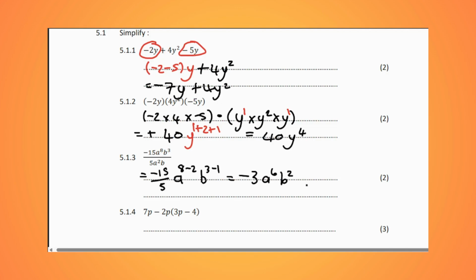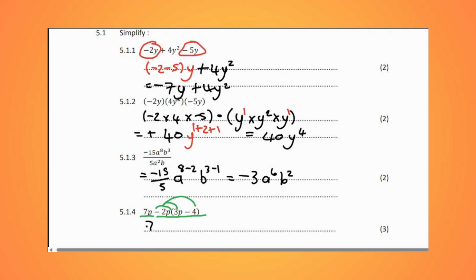In question 5.1.4, here we see we currently have 2 terms. We have the 7p and we have the minus 2p times of a bracket. So this whole minus 2p needs to be multiplied with each term inside the bracket.